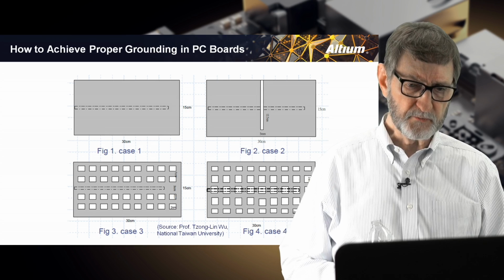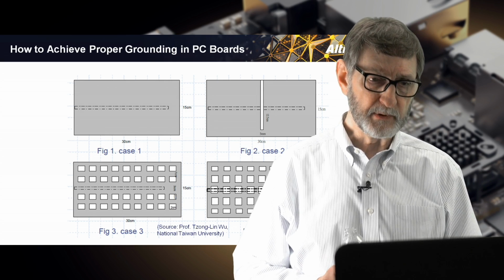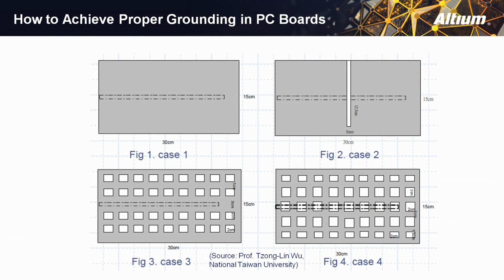This is a picture from Dr. Wu, who presented this material at the IEEE EMC symposium in the United States several years ago. And he brought these four figures up on the screen. And he said, imagine, if you will, that figure 1, that large gray rectangle, is a ground plane on layer 2 of the board. And the cross-hatched line is a signal trace on layer 1. And imagine, if you will, that we launch a signal into that trace relative to that ground plane.